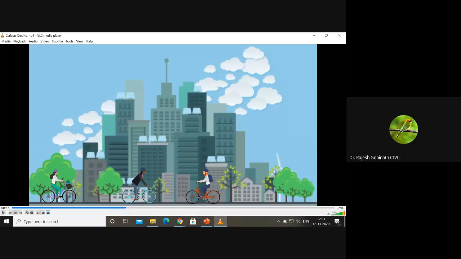So he's trying to tell you that since there are certain industries who are trying to go green, they're trying to replace the conventional resources with non-conventional resources. They're trying to go for renewable energy resources, wherein they're trying to reduce their carbon footprint. So what exactly is this carbon footprint? Now let's pursue it.